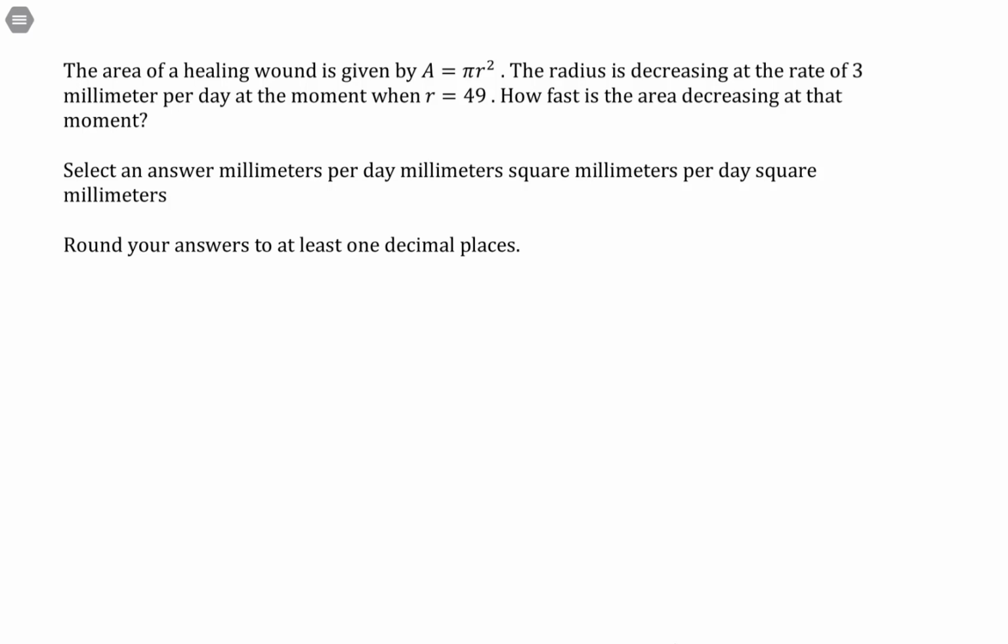The area of a healing wound is given by A equals pi r squared. The radius is decreasing at the rate of 3 millimeters per day at the moment when r equals 49. Big wound. Well, I guess it is in millimeters. Maybe that's not so bad. How fast is the area decreasing at that moment? Select an answer, millimeters per day, square millimeter.